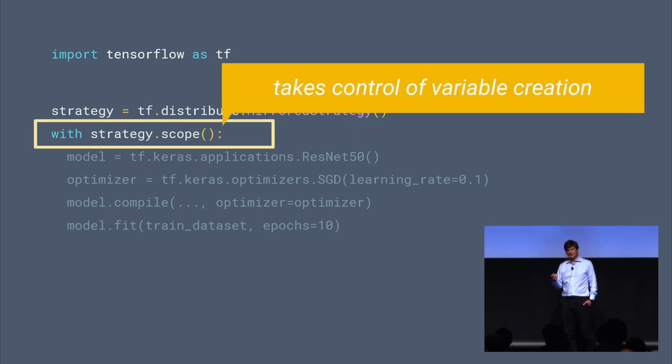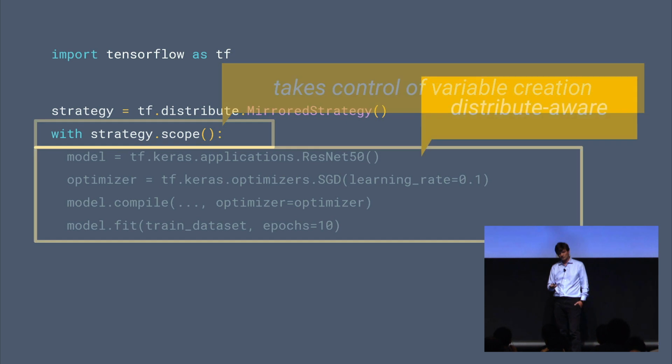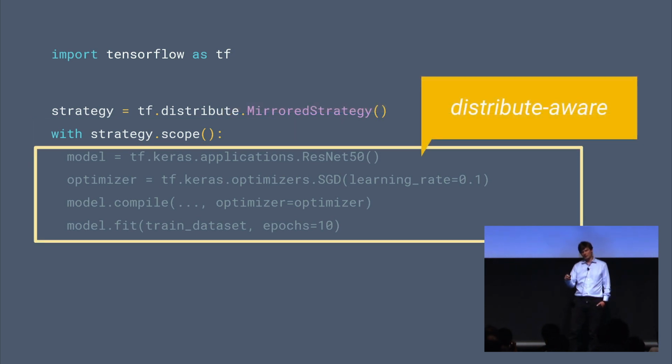The key here is that the strategy scope will take care of variable creation inside of your model, making sure that all the variables are mirrored on the different GPU devices. And the body of the strategy scope will be distribution aware.